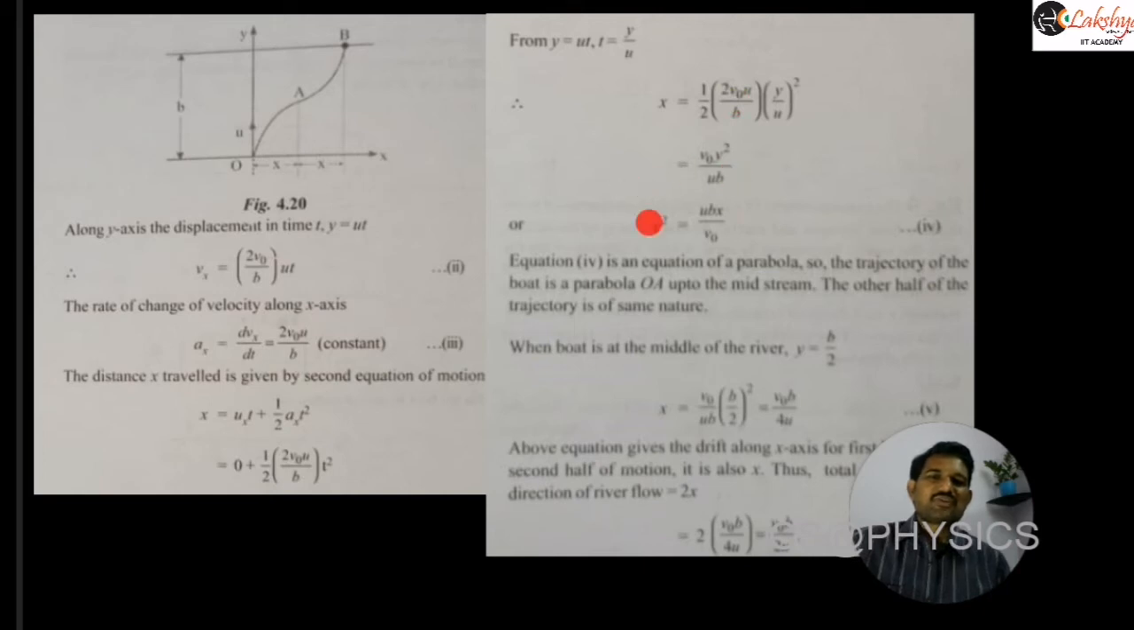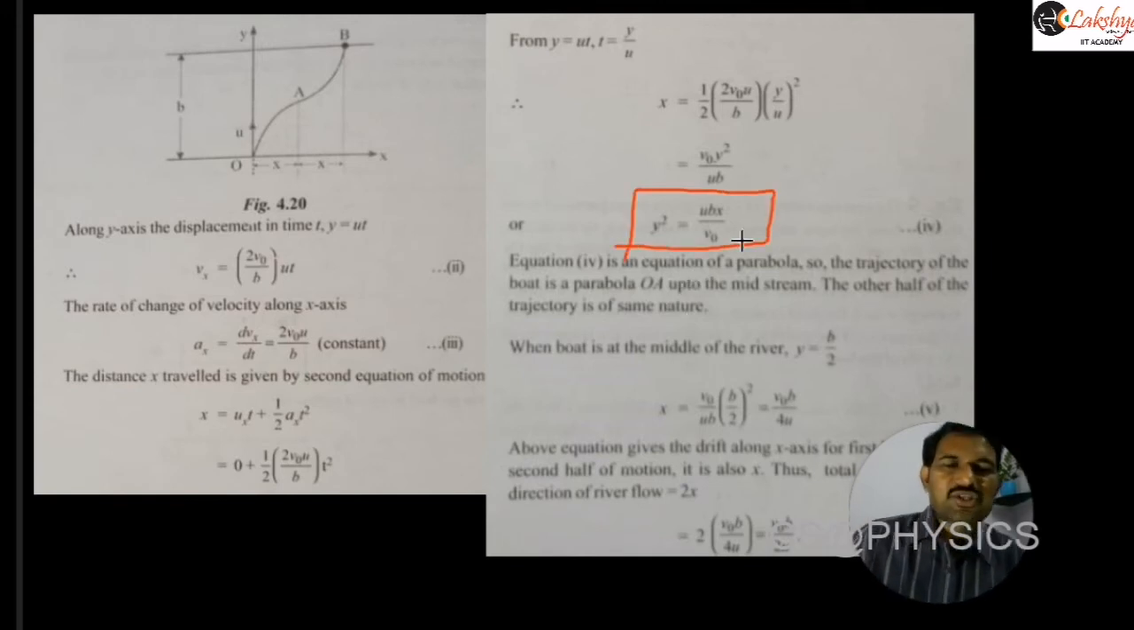From this you can write y square is equal to u into b by v naught into x. In this equation you can observe that this is a parabolic equation. We already know this parabolic equation from projectile motion, and this is similar to that equation. So the path followed, the trajectory of the boat, will be a parabola. That we can conclude here.